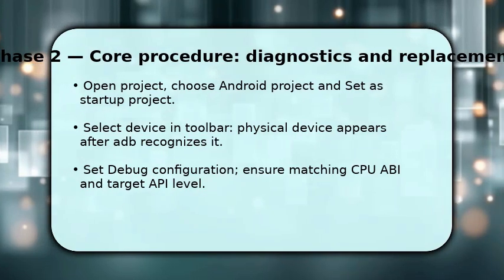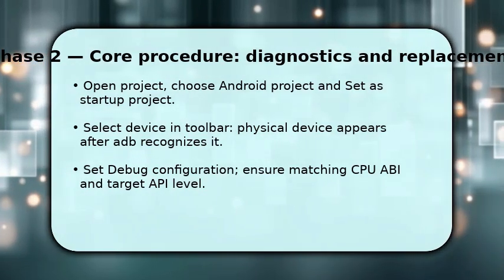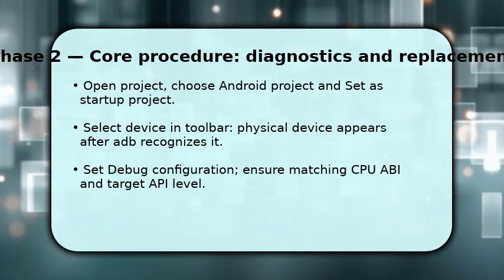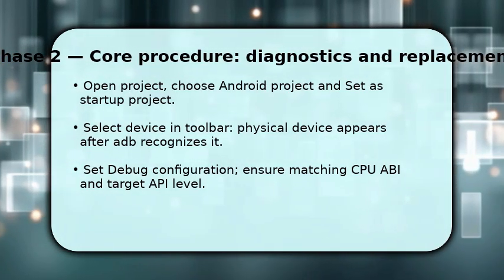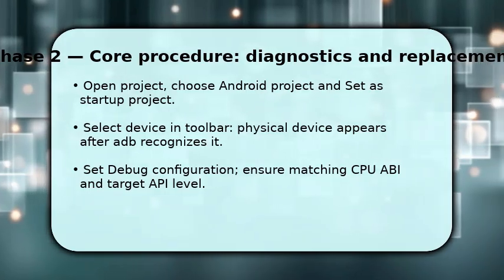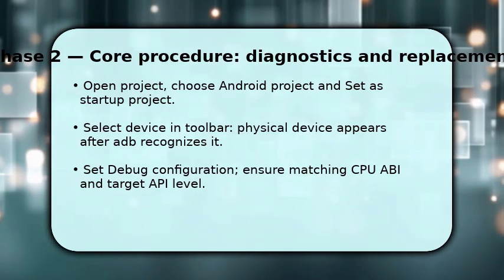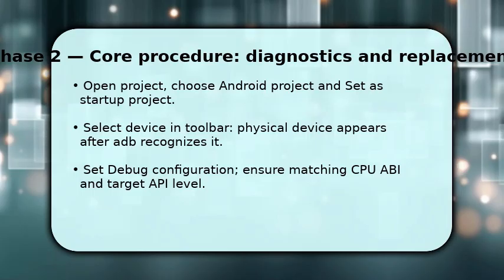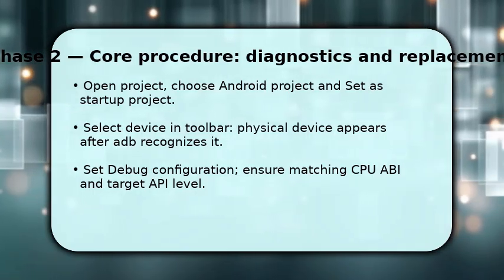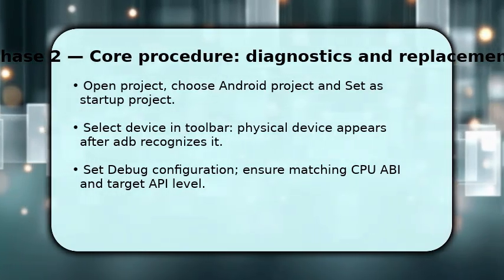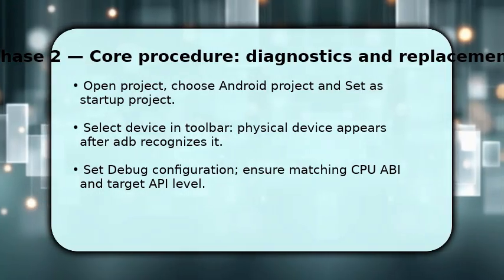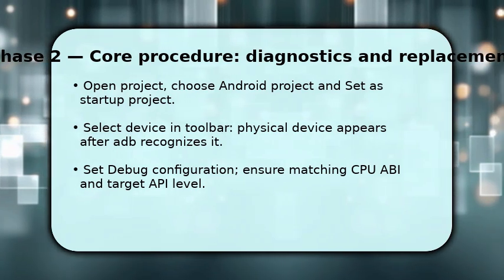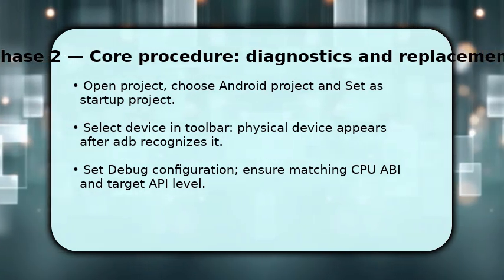Now configure Visual Studio to use that connection. Open your Android project and make it the startup project, because Visual Studio will build and deploy that one. In the Device Selector toolbar, choose your physical device. The list populates after adb recognizes it, so make sure it shows. Set debug versus release as needed and confirm the target API level and CPU ABI match the device. Mismatches block deployment. Once those settings are correct, build the solution and prepare to deploy the app to the phone.